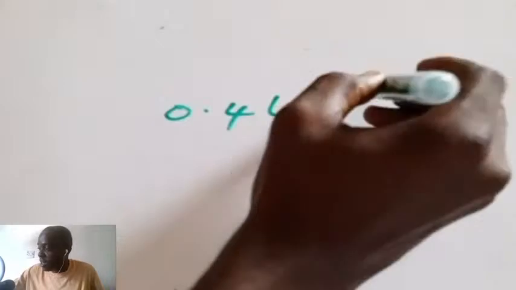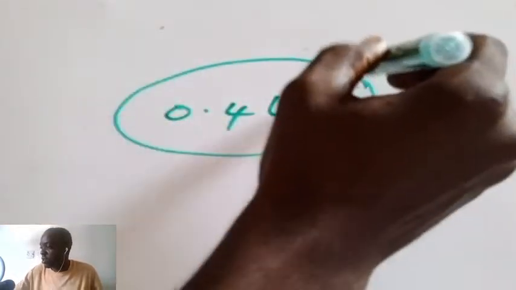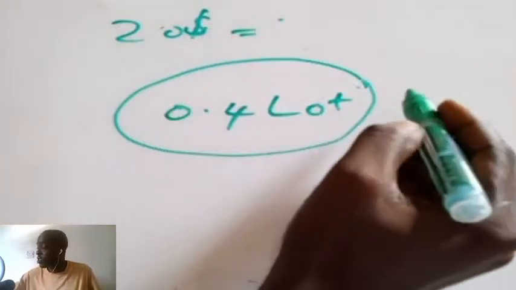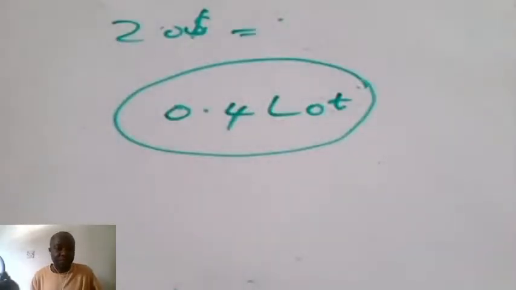So to me now, with the broker that we are using, with $20 and unlimited leverage, you can use 0.4 lot size with $20. Hello? I think it's a network issue. So let's move on.